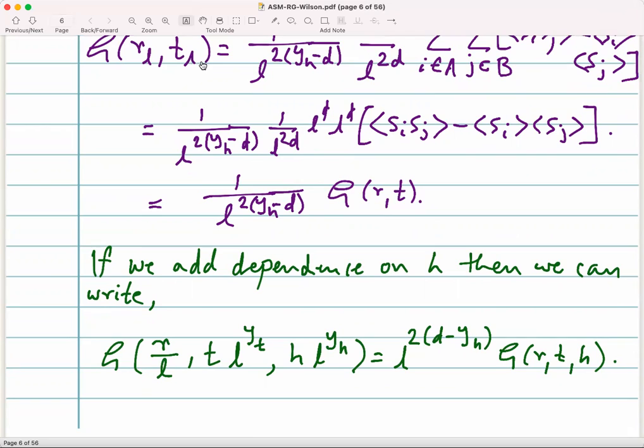Okay. Now, what we have written here is the dependence on distance and temperature, but we could also add a dependence on magnetic field. If you do that, then we can write G of R upon L, which is the same as RL, T to the TL, which is T times L to the YT, and HL would have been H times L to the YH, and that quantity would be related by this factor L to the 2 times D minus YH times the original correlation function.